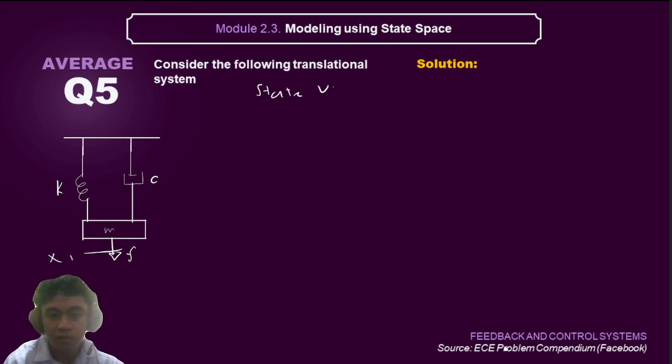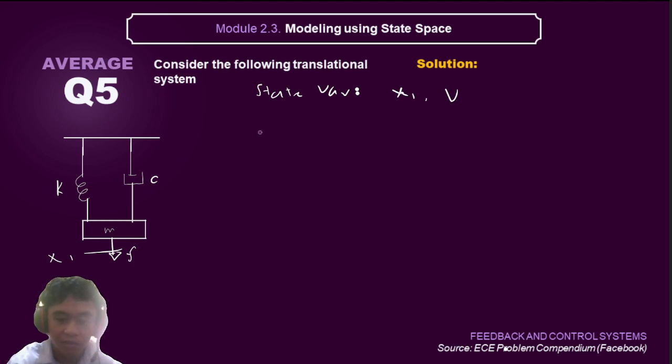State variables, which are x1, which are the outputs. So if there are two outputs, it's going to be x2, x3, x4, and so on. But in this case, it's only one variable, so there, x1 and v, which is the velocity. So if we are to write its standard equations, we identify its equations.